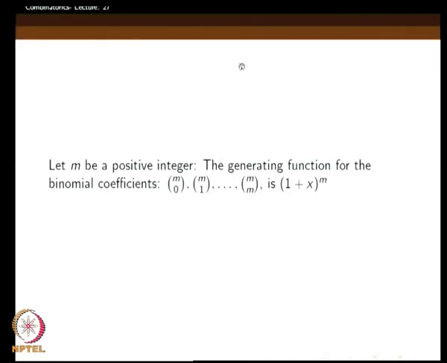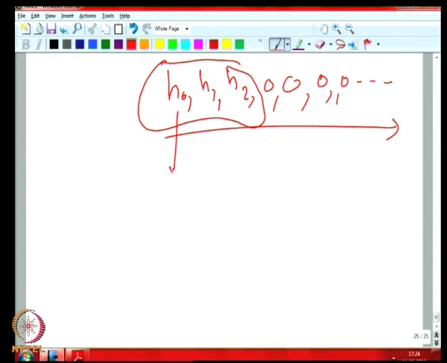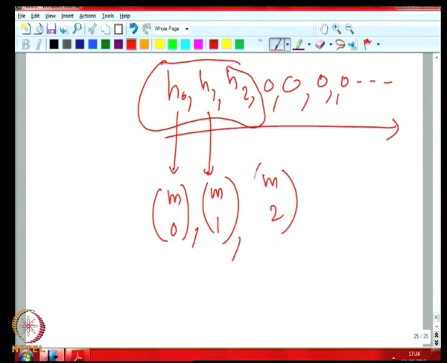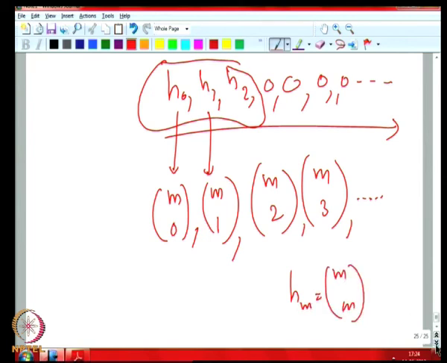So, we will start with the most familiar example, namely let H0 equal to m choose 0, let H1 equal to m choose 1, the third number be m choose 2, and the fourth number be m choose 3, and so on. So, Hm equals m choose m, and from Hm plus 1 onwards it is all 0. So, now Hm plus 1 onwards it is 0 0 0 0. So, this is a sequence.